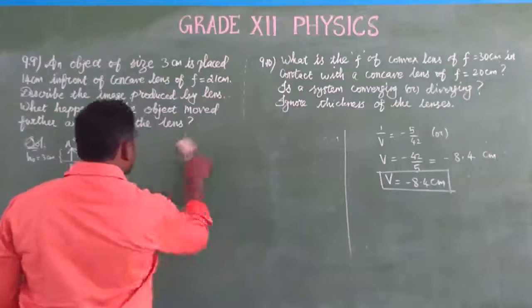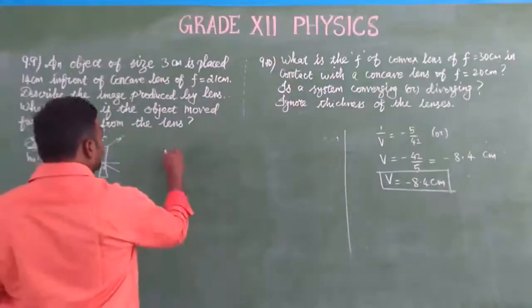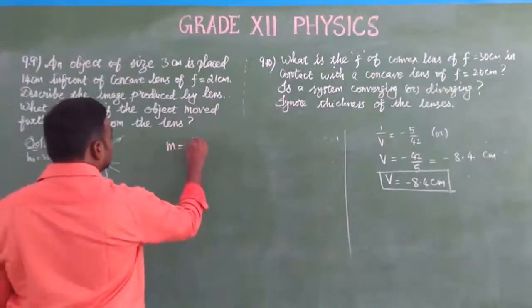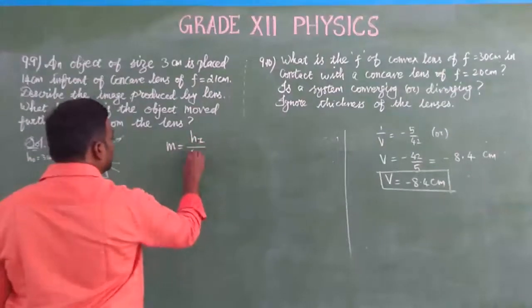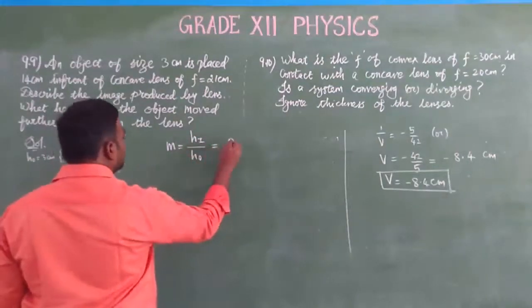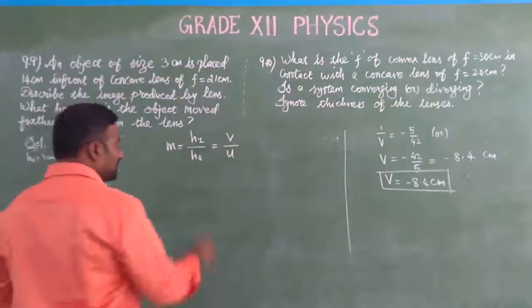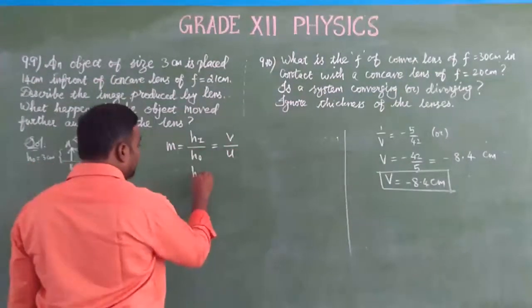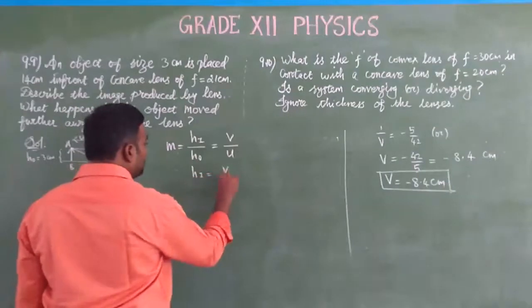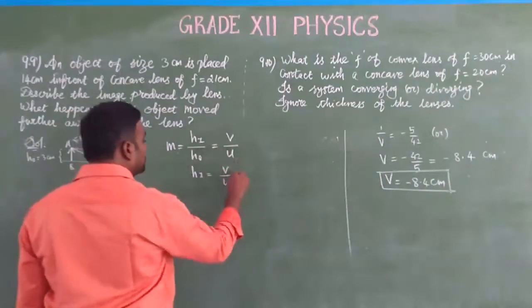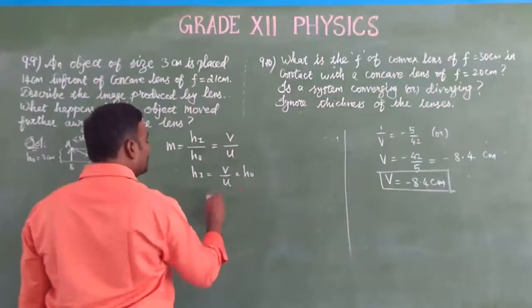Now we are going to find the size of the image. We know the magnification for the lens: the magnification is the ratio between the height of the image and the height of the object, and it is also equal to the ratio between the image distance and the object distance. Therefore, the height of the image is equal to v by u times the height of the object. This is one step. Now substitute all the values.